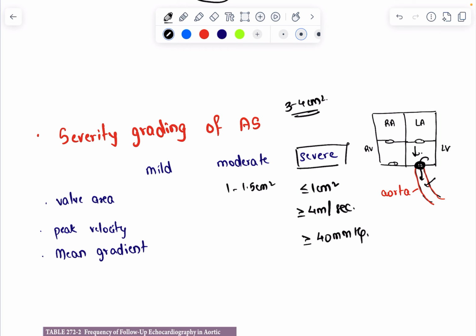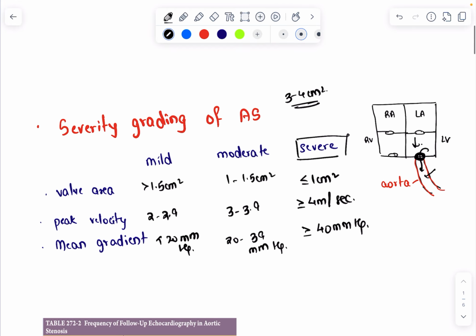Now coming to the other two. In moderate aortic stenosis, the valve area is defined as 1 to 1.5 centimeters square, peak velocity of 3 to 3.9 meters per second, and mean gradient of 20 to 39 mm of mercury. And in mild aortic stenosis, the valve area is more than 1.5 centimeters square, peak velocity of 2 to 2.9 meters per second, and mean gradient of less than 20 millimeters of mercury. So in this severity grading, only the severe aortic stenosis is the one that you should remember by heart.